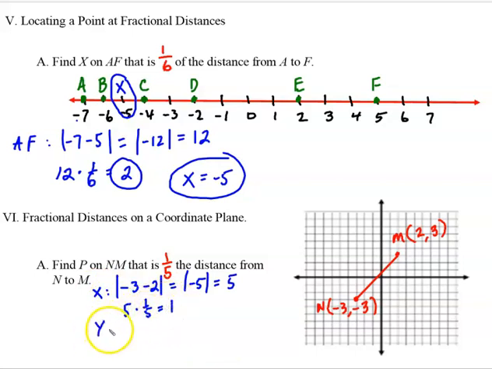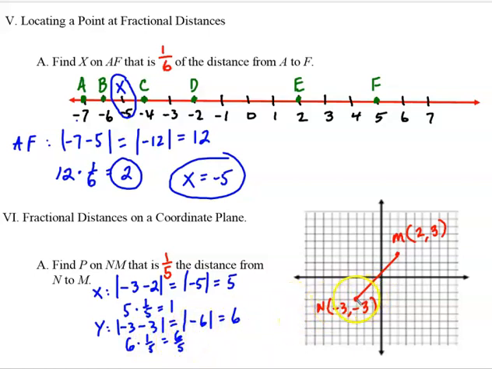Let's just go ahead and do the same thing for the y coordinates. So find the distance between the y's: -3 minus 3. That's the absolute value of -6, which is +6. And now multiply that absolute value, that distance, times the fractional distance that we're trying to find, 1/5 the distance from n to m. So 6 times 1/5 is 6/5.